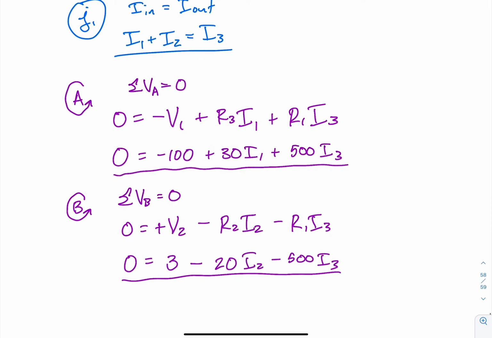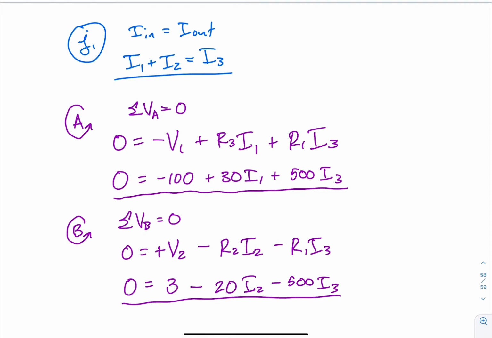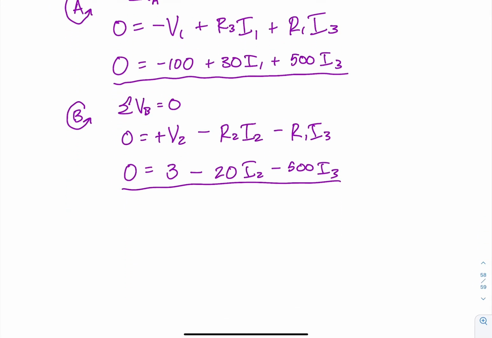At this point, we have really enough information to solve the problem. If you remember, one of our rules, or one of our conventions, is that we need, on average, one more loop rule than junction rule to solve the problem. And so this is enough to solve the problem, but because we're doing an example, I'm going to go ahead and get loop C as well, just for practice.